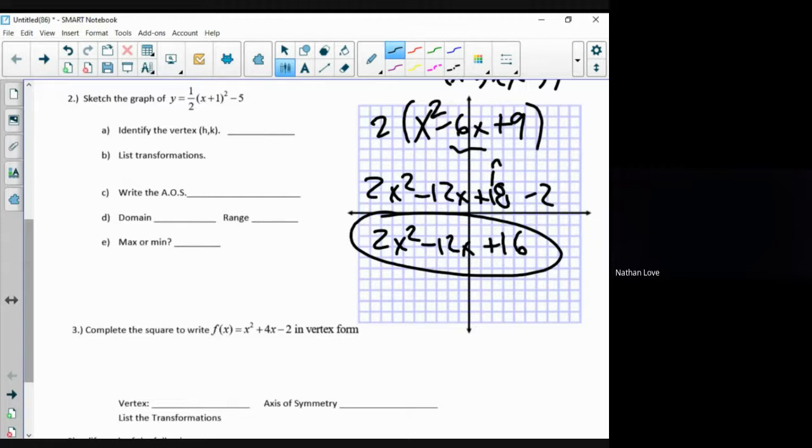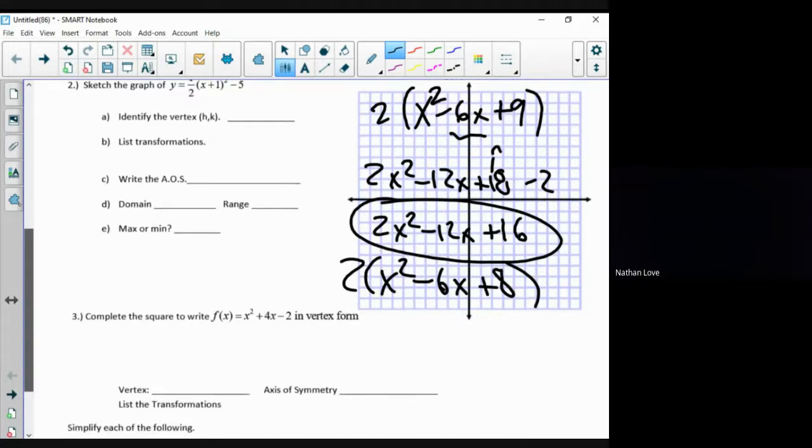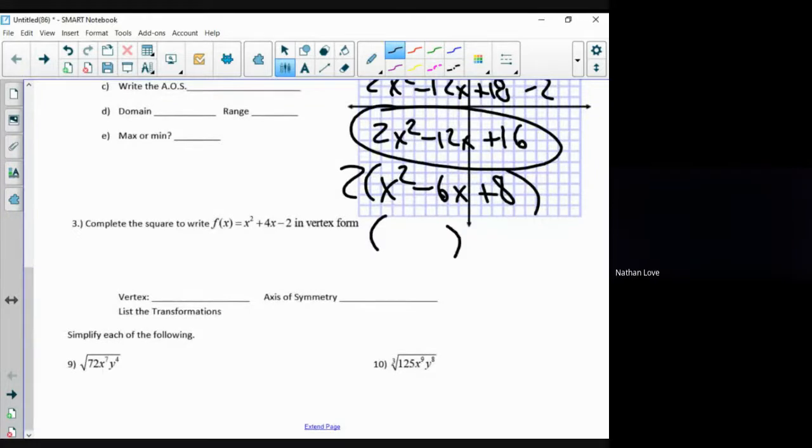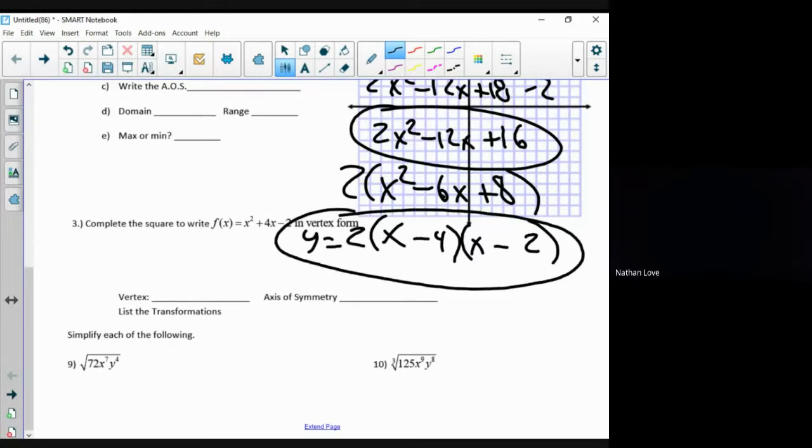I just pull a 2 out, right? I'm just going to show you real quick that it does work. And so then I just need to factor this portion. To get 8 is 4 and 2, right? And don't forget the 2 up front. There's your factored form, or what we call intercept form.